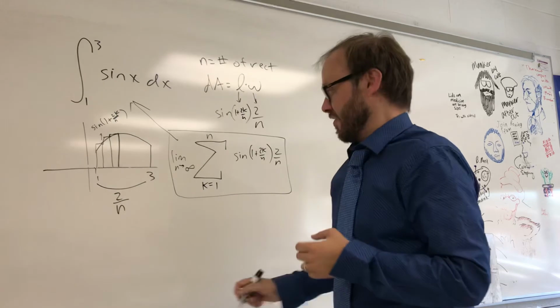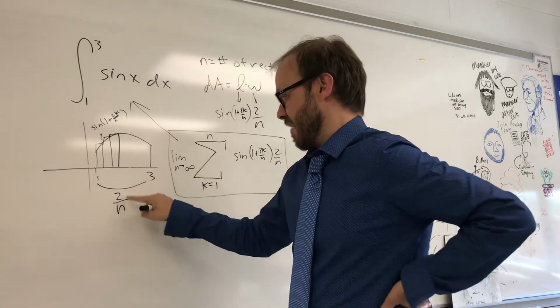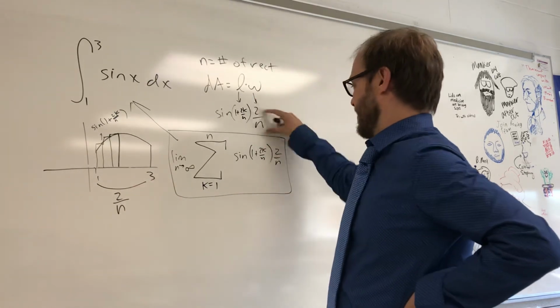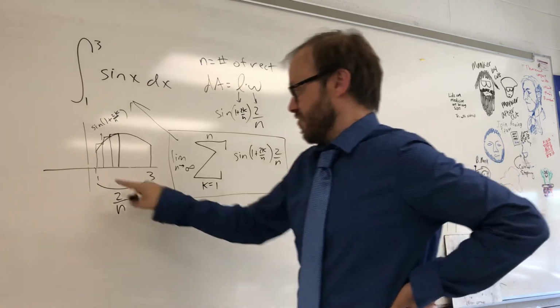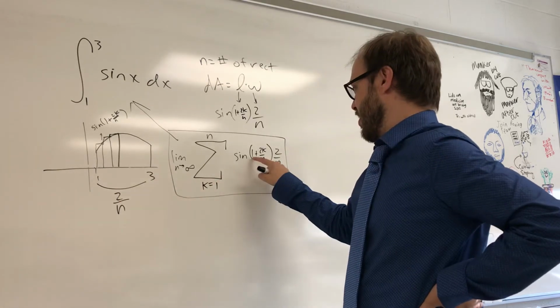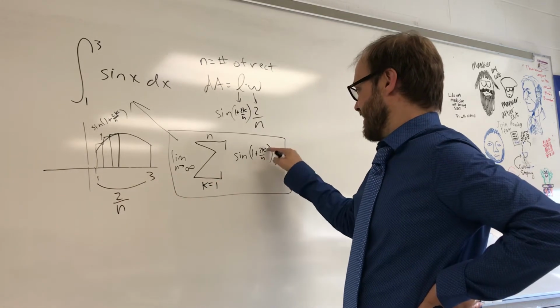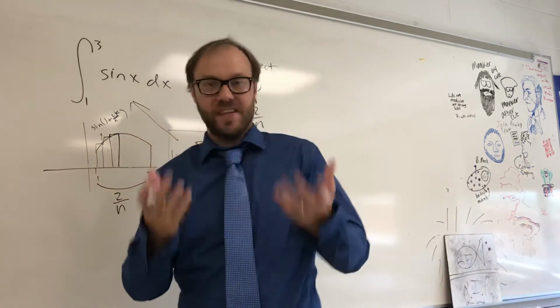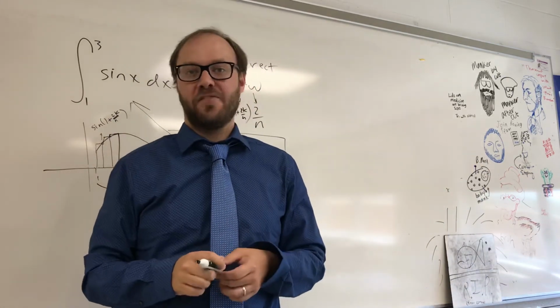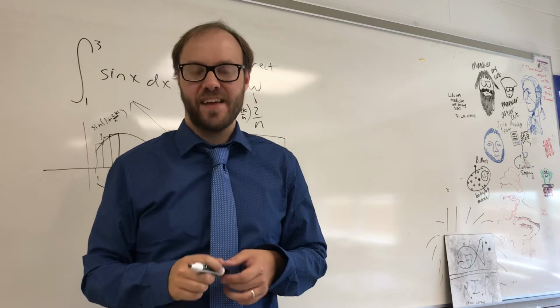Again, you need the width of your interval divided by the number of rectangles, n, and that's your width right here. You need your starting value right here plus the width times k, okay? And that's just getting subbed in for the variable in your function. All right, so hopefully that's a little bit helpful.